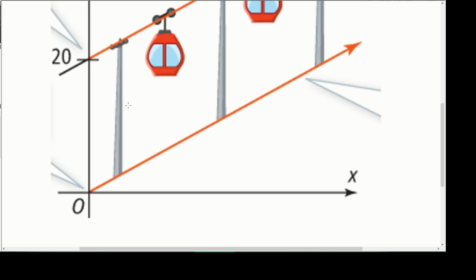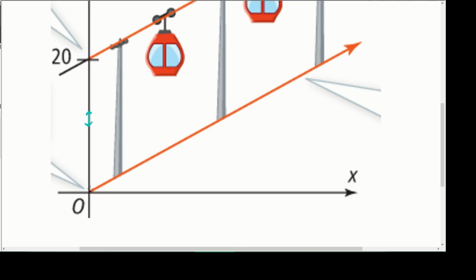Okay, so the first thing I need to know is, what is a y-intercept? The y-intercept is where the line crosses the y-axis. The y-axis is this vertical axis right here. This is our y-axis. So we're looking for the point where the line touches the y-axis.